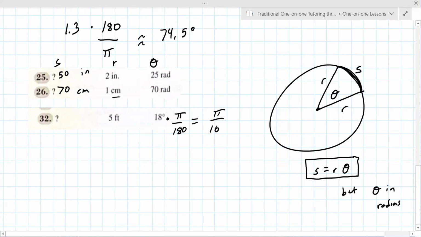You get that. So your answer is S equals R theta. In this case, it's 5 times pi over 10. So notice it's just pi over 2 is your answer. But you really need it to be in the right units, feet, because that's in feet.